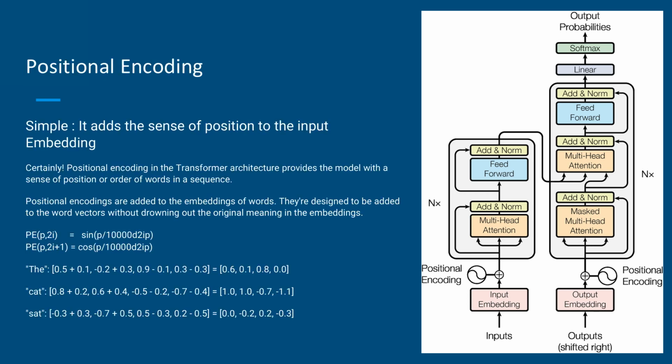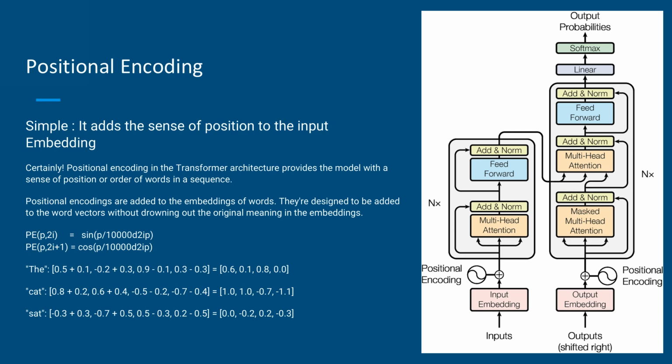Positional encoding. Input receives words, and the words are then converted into vectors of x dimension. An example is 768 dimensions. Hence each single word is expressed with a vector of 768 dimensions. Positional encoding receives these vectors, and it adds a sense of position to the input embedding.